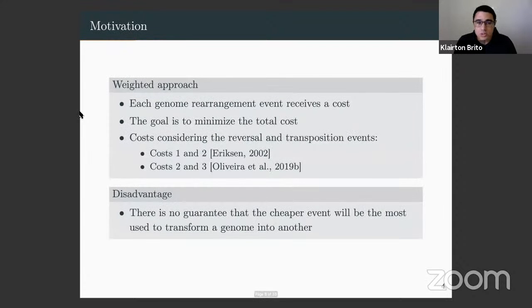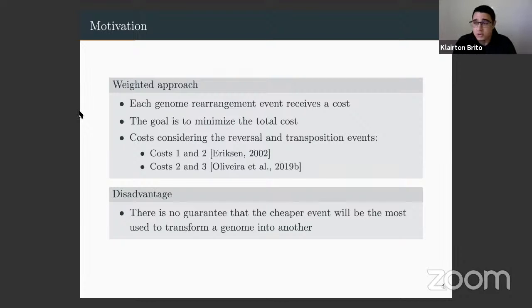The weighted approach tries to simulate the different frequencies that the rearrangement events can occur, associating a cost for each type of rearrangement event. And the problem is still to transform a genome into another using the rearrangement events, but now minimizing the total cost. And the total cost is the sum of the costs of the rearrangement events used to transform a genome into another. And in the literature, considering the rearrangement models allowing the reversal and the transposition events, we can find the costs 1 and 2 for the reversal and the transposition events, respectively, and also the costs 2 and 3 for the reversal and transposition events, respectively.